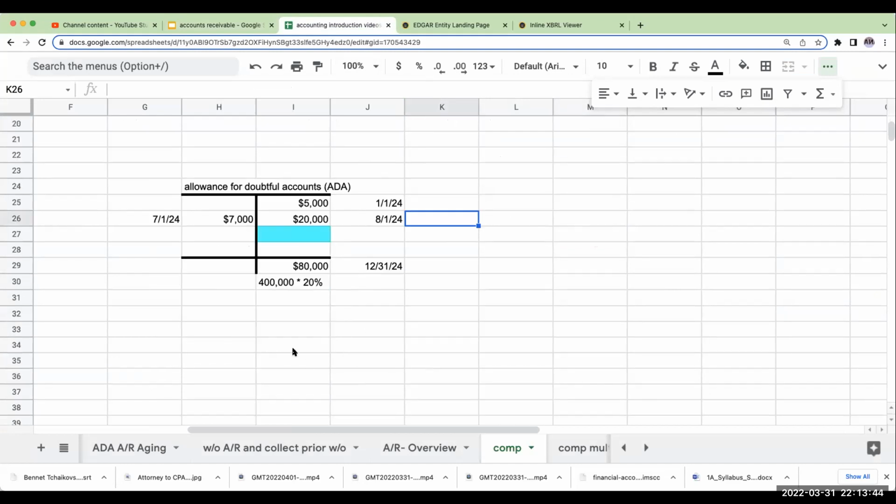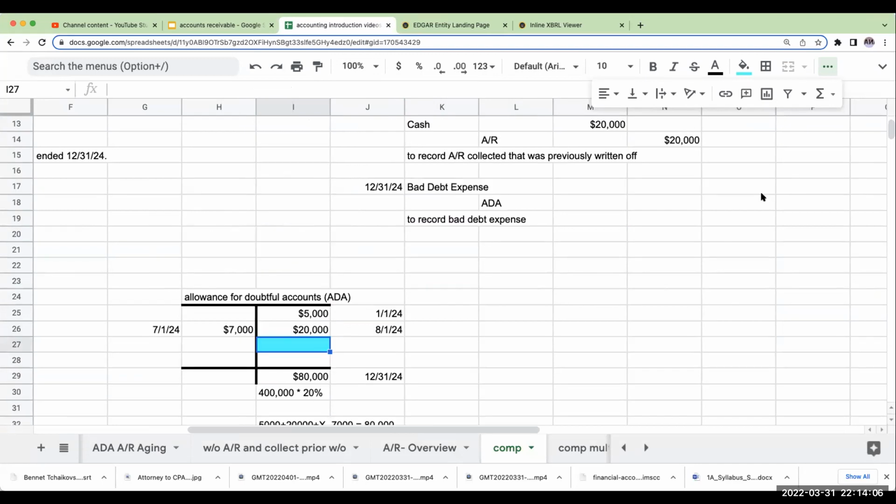Now, when I look at this, what is going to balance this out over here? You always will see me go through and do this as an equation. 5,000 plus 20,000 plus X minus 7,000 equals 80,000. The allowance for doubtful accounts, whatever I credit this amount for over here, is basically going to be the amount that I'm going to be recording as my bad debt expense, right? So over here, my balancing entry for the allowance for doubtful accounts, it's always the final step.